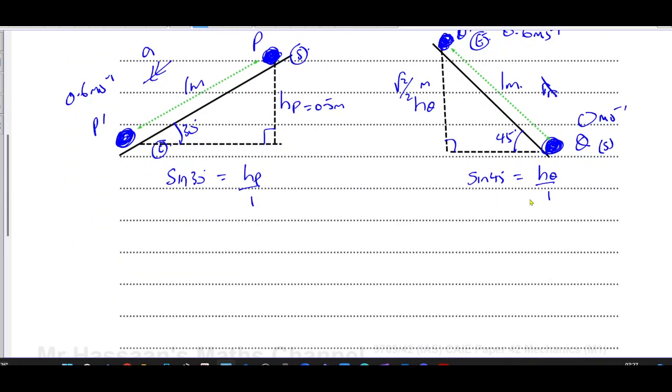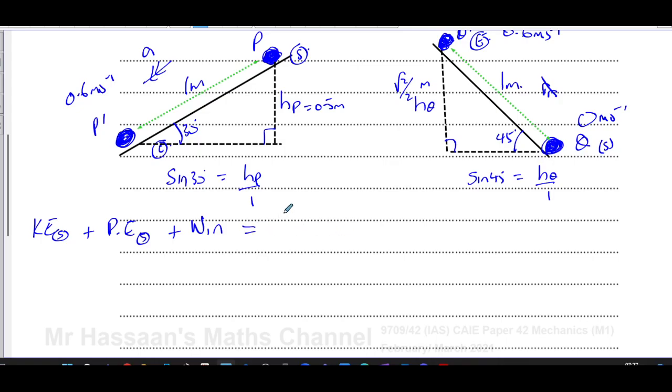Now, the next thing we're going to do is consider the energy, like I mentioned. I need a lot of space here, so I'll just start from here. So we can say that the kinetic energy at the start plus the potential energy at the start plus the work in is equal to the kinetic energy at the end plus the potential energy at the end plus the work coming out of the system. Okay, so kinetic energy at the start.